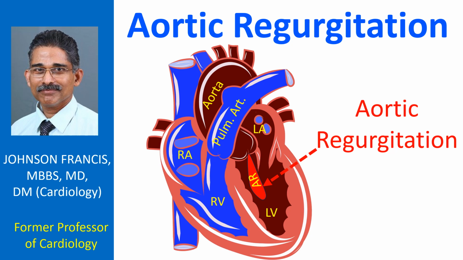Aortic valve prevents backflow of blood from the aorta. Aortic regurgitation, or leakage of the valve between left ventricle and the aorta, can occur due to damage to the aortic valve as well as due to dilatation of the aortic root so that aortic valve leaflets fail to coapt.